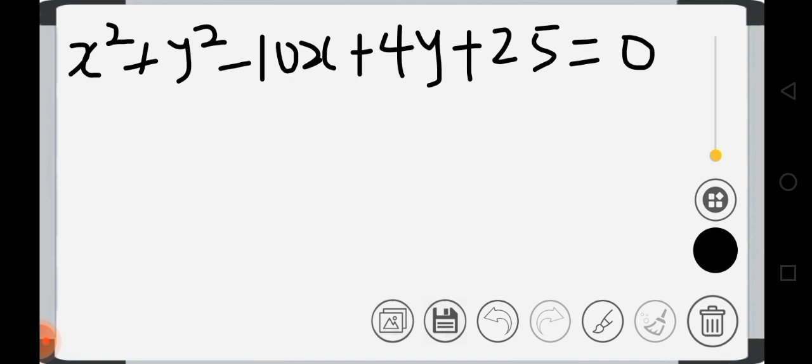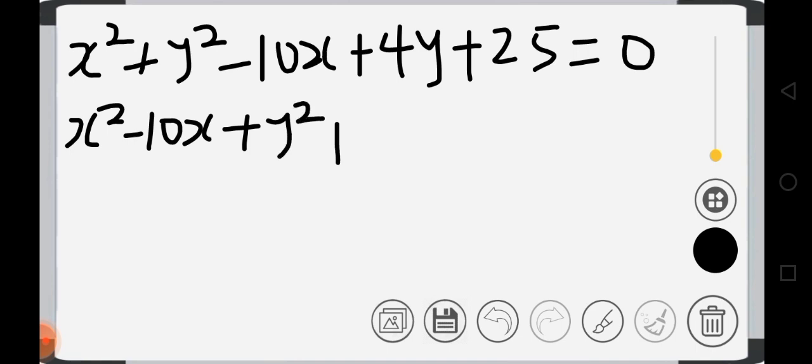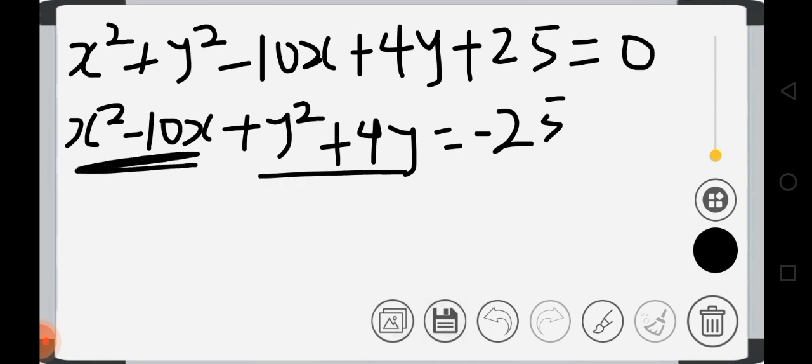Now, if you want to use another method to get the center and radius of this circle, look at what you are going to do. The first thing, you separate all the x terms to one side. You separate the y terms to the other side. Then you move the constant to the other side as well. So the next thing, we work out this and this simultaneously using the completing the square method of quadratic equation.